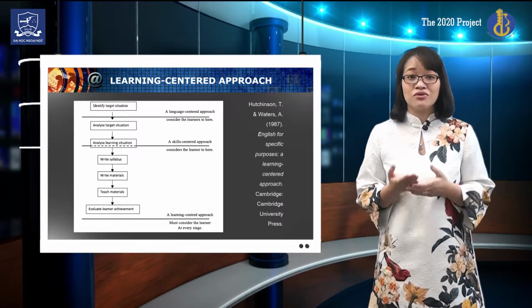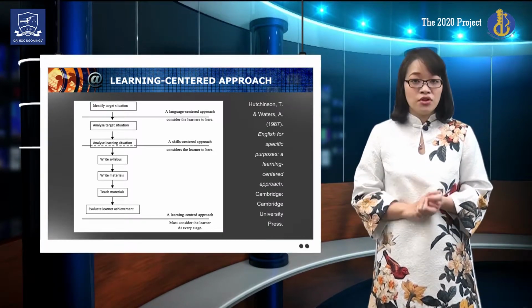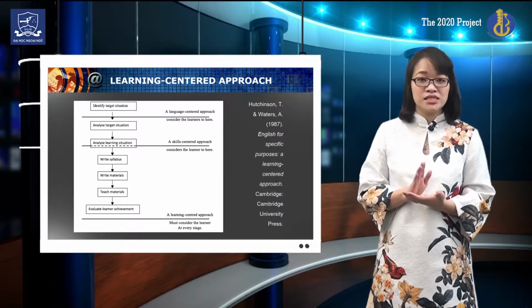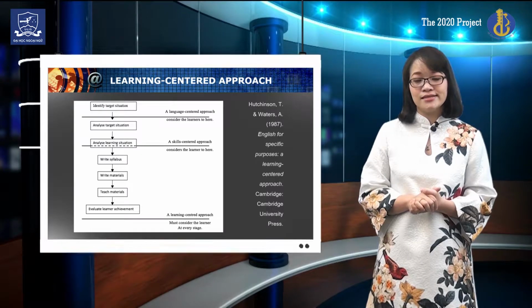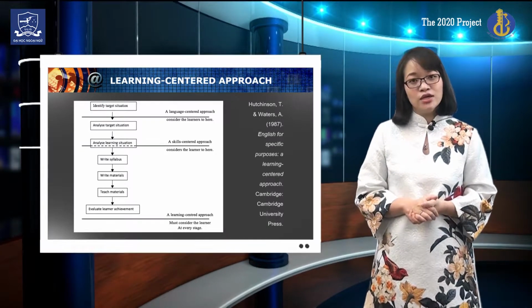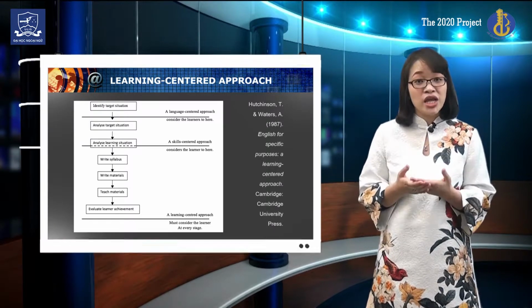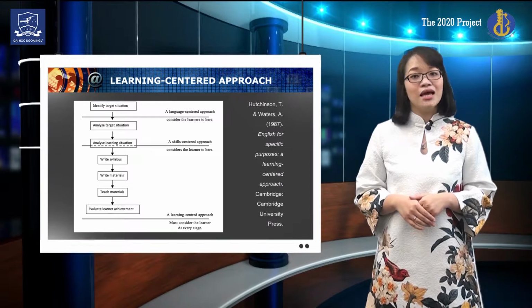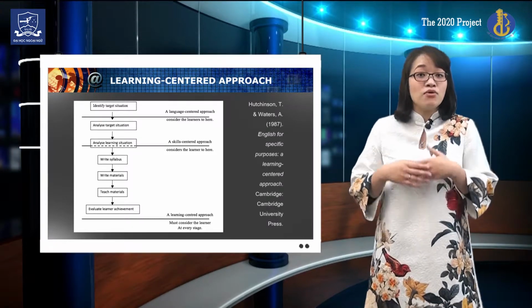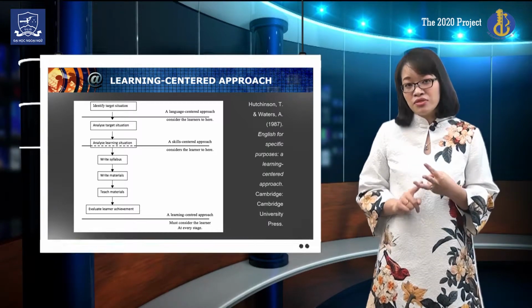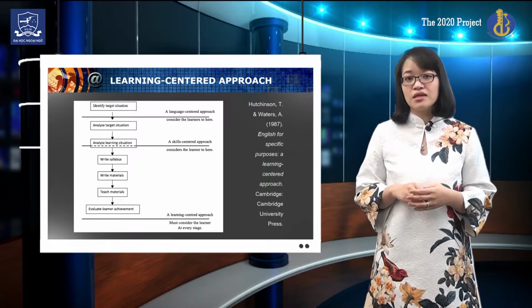As compared to the other two approaches, the learning-centered approach takes learners into account at every stage of the design process. There are two implications here. Firstly, course design is a negotiated process. The ESP learning situation and the target situation both influence the choice of syllabus, materials, methodology, and evaluation.